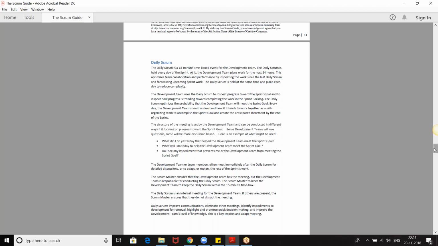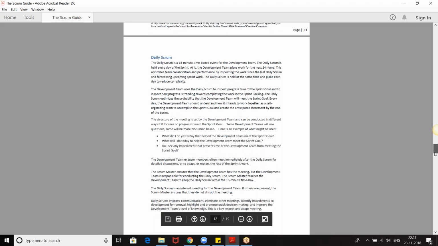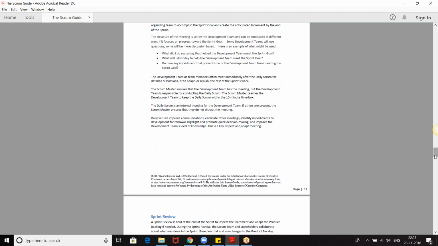If others are present, the scrum master ensures that they do not disrupt the meeting. So the daily scrum improves communication, eliminates other meetings, identifies impediments, promotes quick decision making, and improves the team's level of knowledge. This is a key inspect and adapt meeting.